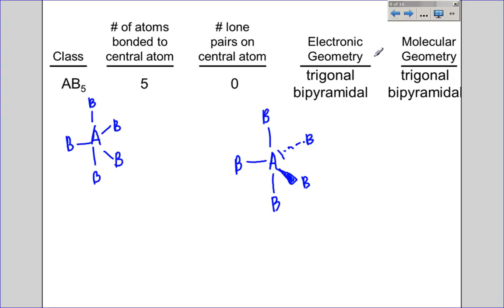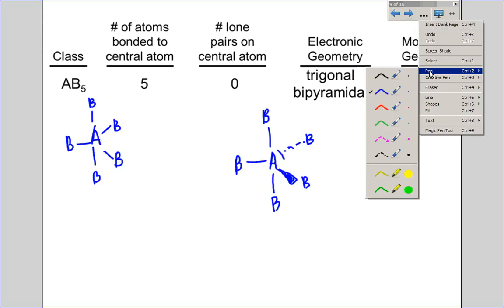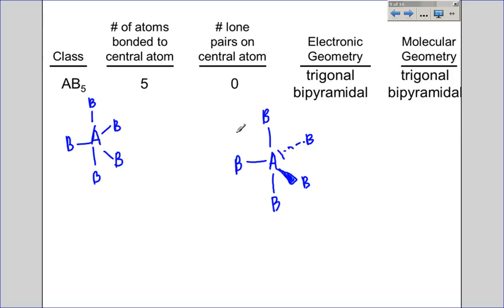Okay, so my geometry here is called a trigonal bipyramidal, which means that there are two trigonal pyramids that are stacked on top of one another. So what you have is this in the equatorial plane, and then leading up to the B, that's one pyramid, and that is stacked on top of another pyramid. So that's where we get the geometry. Now in this case, there are no lone pairs, so the electronic and molecular geometry match each other.